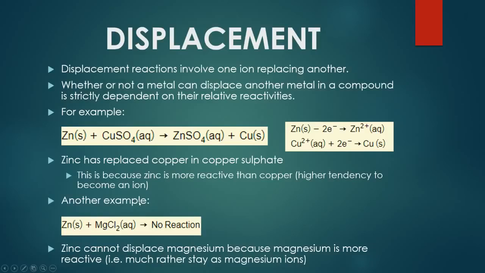So basically, if we were to sum it up, a metal can displace another metal in a compound only if it is more reactive or higher up in the reactivity series. Zinc is higher up than copper in the reactivity series, therefore they swap places here. Zinc is not higher than magnesium, and so you don't get any sort of displacement reaction happening in this scenario.